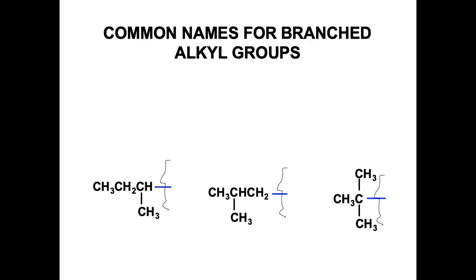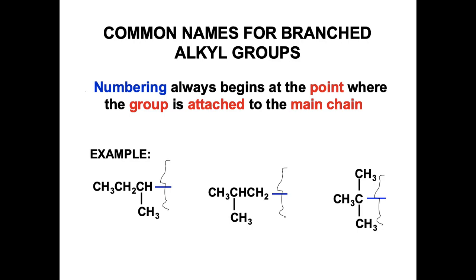Branch alkyl groups. If you want to use common names for the branch alkyl group, you have to know that numbering always begins at the point where the group is attached to the main chain, or you can call it parent. For example, here we have 3 examples. Here are the main chain or the parent, and these are the alkyl groups, the branch.